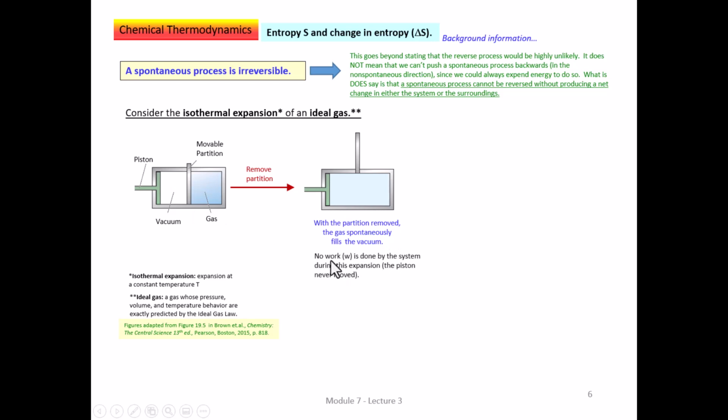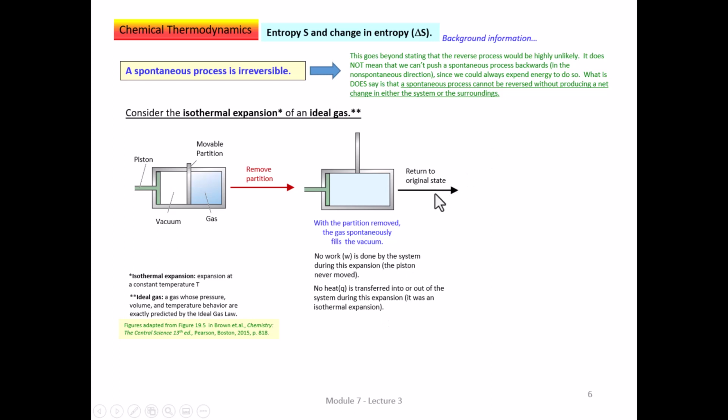No work is done by the system during this expansion. Well, what do I mean by that? Well, the piston here never moved, and so there's no pressure-volume work being done, and no heat is transferred into or out of the system, meaning the gas in this box, because it was an isothermal expansion.